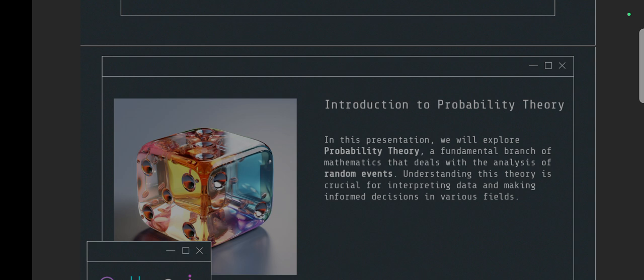And there are some applications like games of chance, statistical inference, risk assessments, quality control, and machine learning. Understanding these concepts allows us to apply probability theory to various real world situations, making informed decisions despite uncertainty.